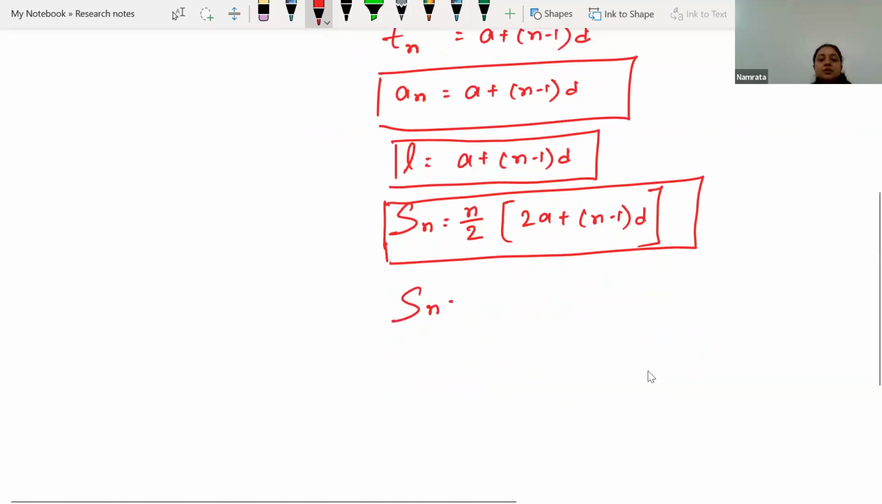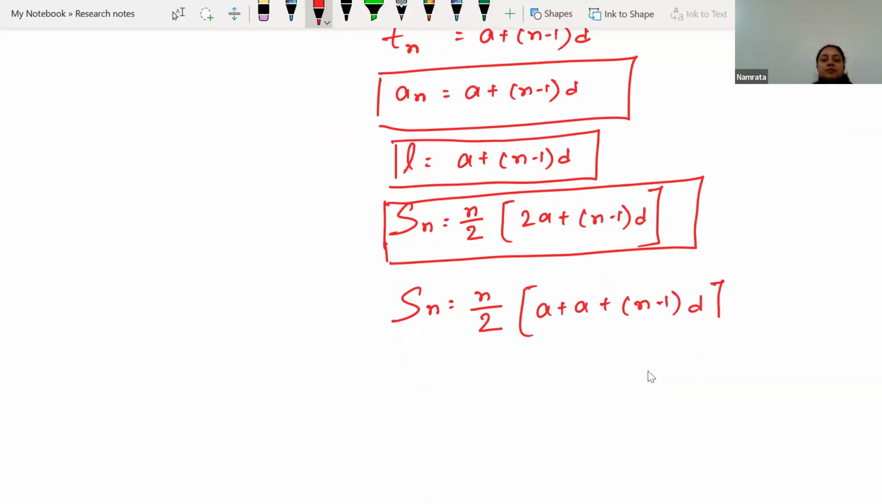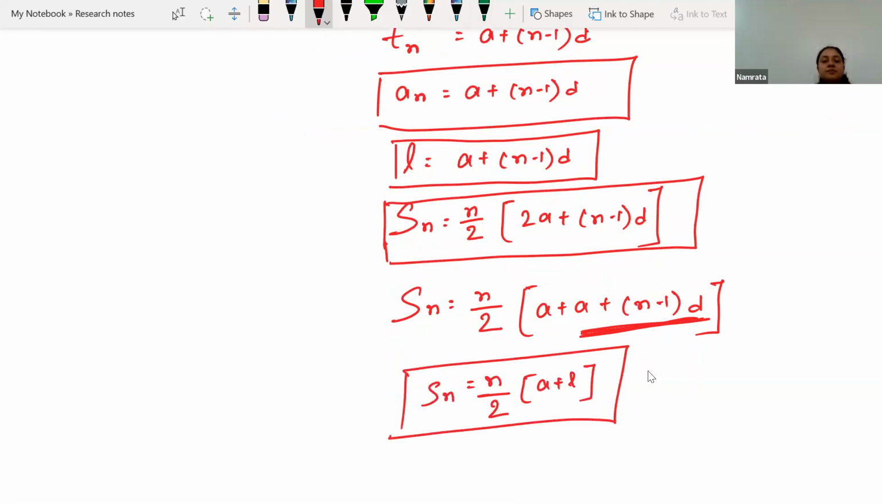Sn is equal to n by 2. This 2a can be written as a plus n minus 1 times d. And this is nothing but the last term, or we can say the nth term. So we can write it as n by 2 times a plus l also. Right, Lena? Yes. This was also one of the formulas. Are you able to recall all these formulas? Yes, ma'am. Let's start with the questions.